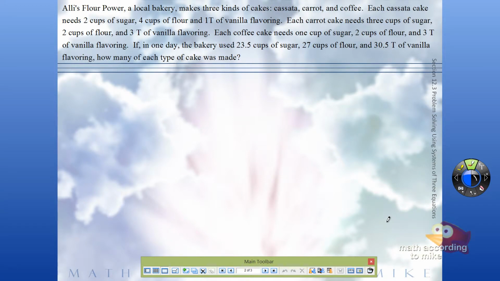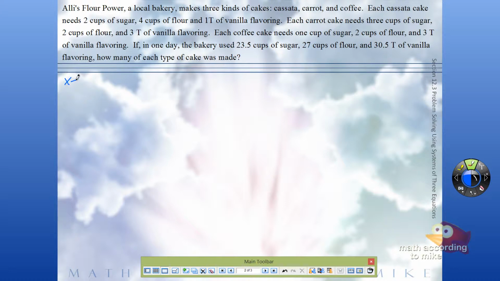In this one, we have another word problem for a system of equations. However, unlike the previous one, we're going to have to bounce around a bit when we solve our system. But, like the previous one, we start with the question. How many of each type of cake was made? We don't know how many of each type of cake was made. So that's where our variables kick in.